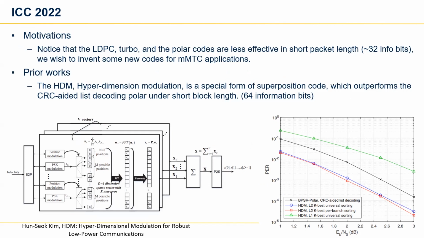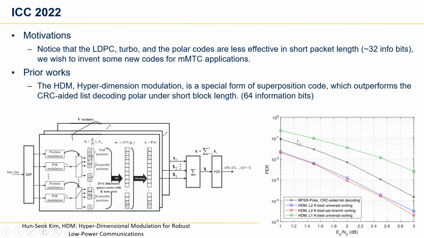The prior work for our work is HDM, which is hyperdimensional modulation. It is a special form of superposition code. As you can see in the right figure, it comprises position modulation and symbol modulation, and then performs the FFT transformation and the permutation transformation to get each codeword. Then we sum these codewords together to get the superposition code, which is transmitted through the channel. This kind of superposition code can outperform CRC-aided list decoding polar codes under short block lengths.